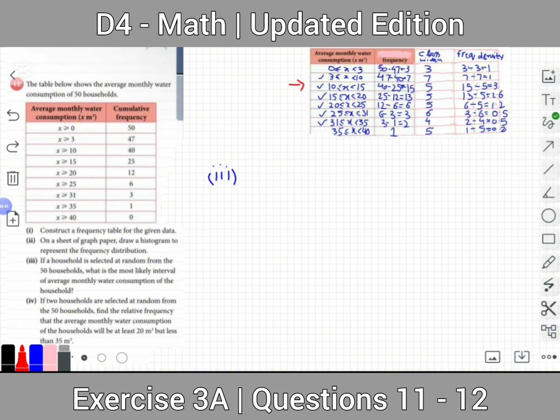So the required class interval is 10 ≤ x < 15, having the frequency 15. So the average monthly water consumption of a household most likely to occur will be at least 10 meter cubes but less than 15 meter cubes.